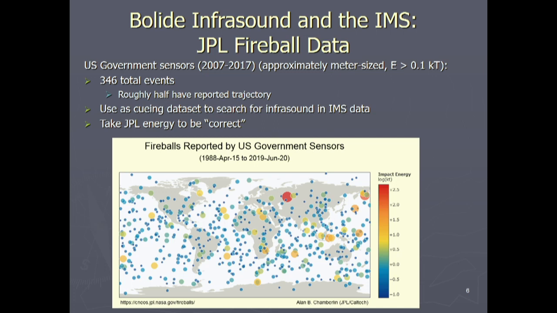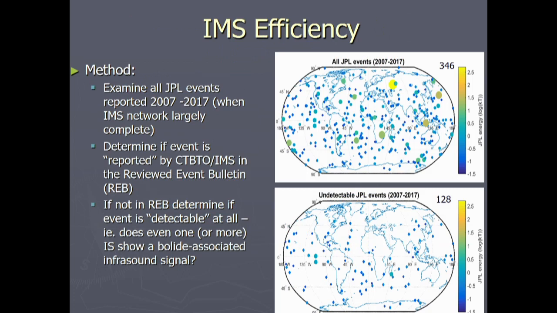The information typically contains information about total energy, the peak brightness height, and in some cases velocity and/or trajectory information. So what we did was we looked at all these events and tried to determine if an event was reported in the IMS bulletin as an REB. If it was in the REB, we called it a reported or recordable event. If it was not in the REB, but we could find at least one infrasound detection using the JPL information as a cue, we called it detectable.